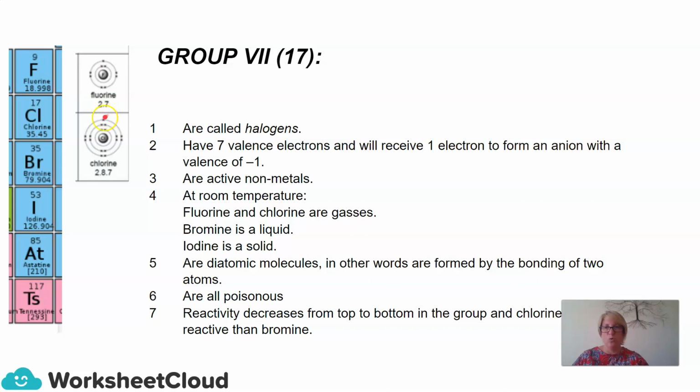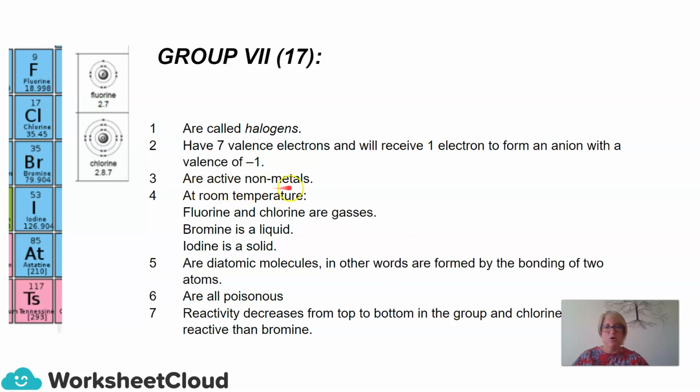And let's have a look at chlorine. 1, 2, 3, 4, 5, 6, 7. So that means that when they react, they are able to receive an electron, and they will form an anion with a valence of -1.